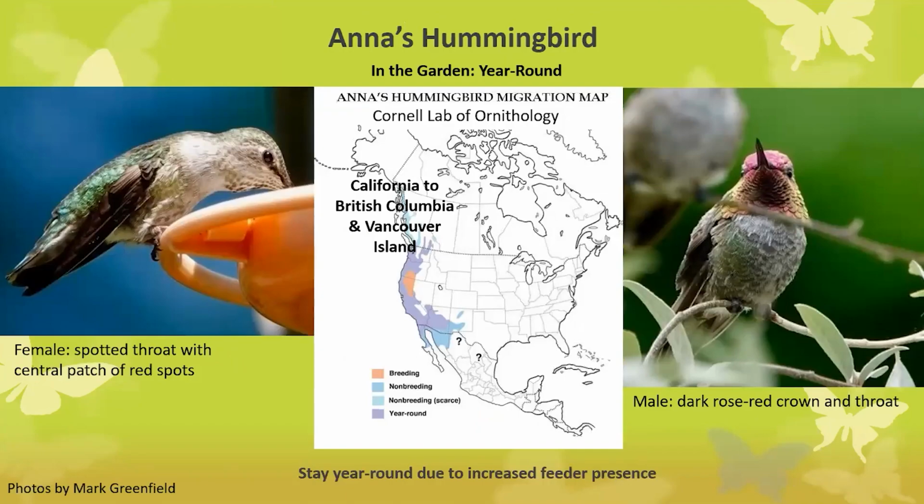Anna's hummingbird has a small population that breeds in Southern Oregon into Northern California, and then overwinters in Mexico. However, in most of its range along the Pacific coast, it is resident year-round. Of course, the Anna's male really stands out because of the rose red crown and chin, and the female, again, is less colorful.